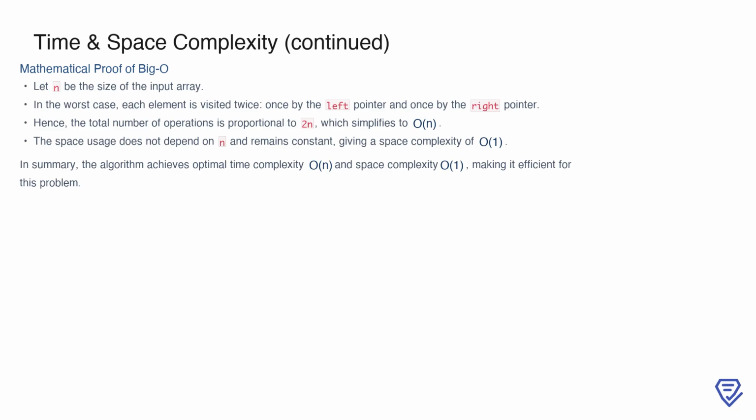Finally, let's confirm the time complexity mathematically. For an input array of size n, the worst-case scenario occurs when each element is visited twice, once by the left pointer during backward expansion and once by the right pointer during forward expansion. This means the total number of operations is proportional to 2n, which simplifies to O(n). On the space side, the algorithm uses a constant amount of memory regardless of the input size, leading to a space complexity of O(1).